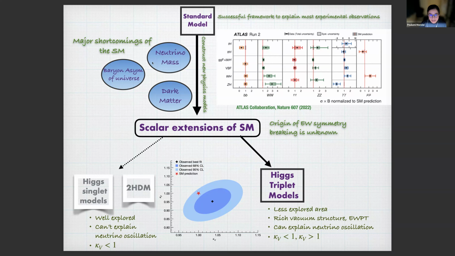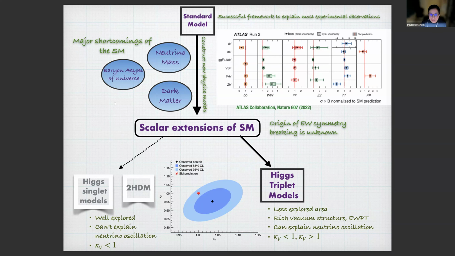So all of us agree that we need to extend the standard model and construct new physics models. But one major motivation also comes from the fact that the origin of the electroweak symmetry breaking is unknown. We do not know whether the origin of the electroweak breaking comes from another doublet, or from even higher order multiplets, like triplets also. So this gives the motivation to look into the scalar extension of the standard model.